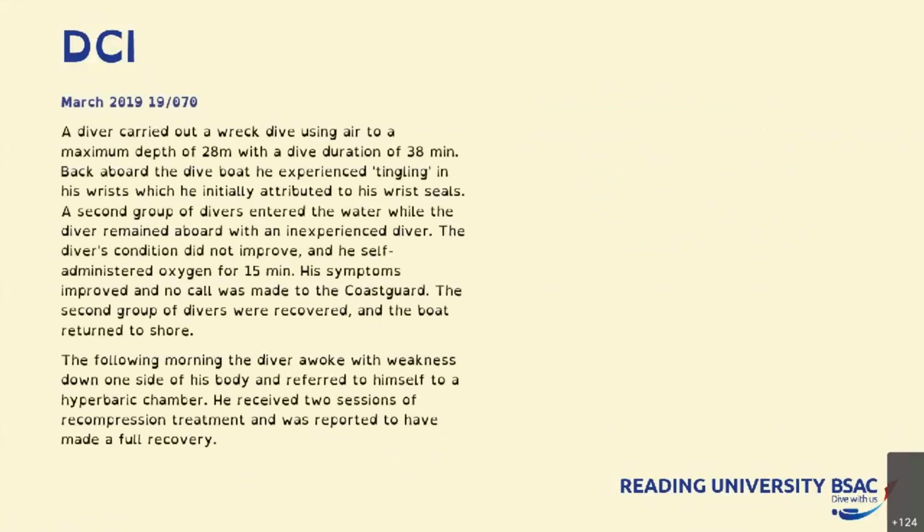Okay, let's have a look at another example of decompression illness. So we've got a diver who carries out a dive to 28 meters for 38 minutes. And then they got tingling in their wrists, which they'd attributed to their wrist seals. Some of you might have encountered that. In the meantime, the second wave of divers enters the water, and the diver's condition didn't improve.